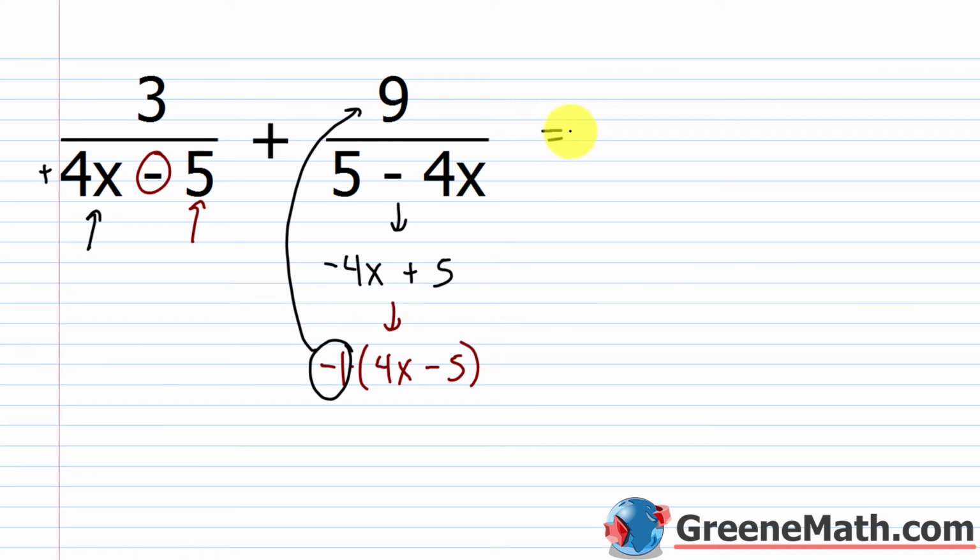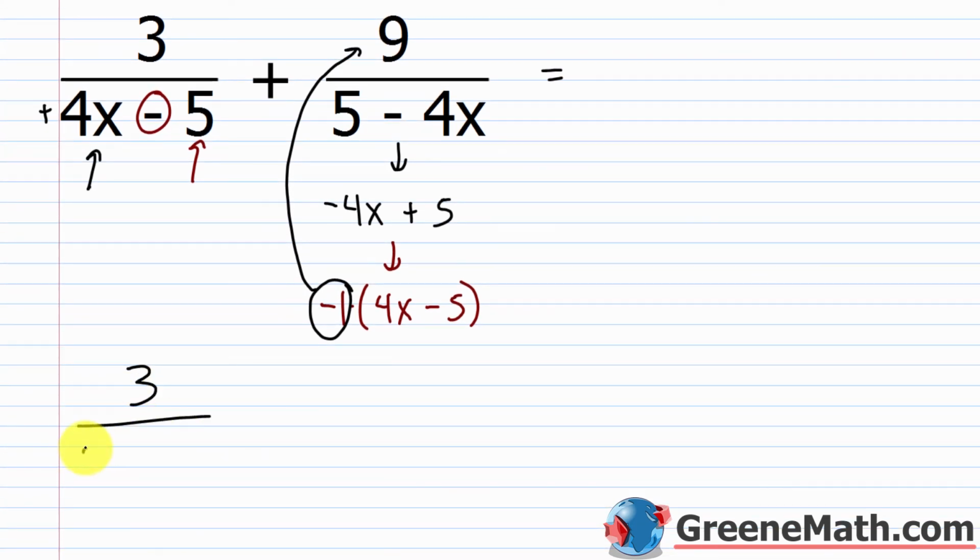Very, very simple. So I have 3 over 4x minus 5. And then plus, I'm going to now make this negative 9 over 4x minus 5. Okay, all I did was move the negative from the denominator to the numerator. Again, you can do that. I just showed you that with regular fractions. It's the same. If negative 1 is multiplying this, I can just move it up here and have the negative 1 multiply the 9. That's how I got negative 9.